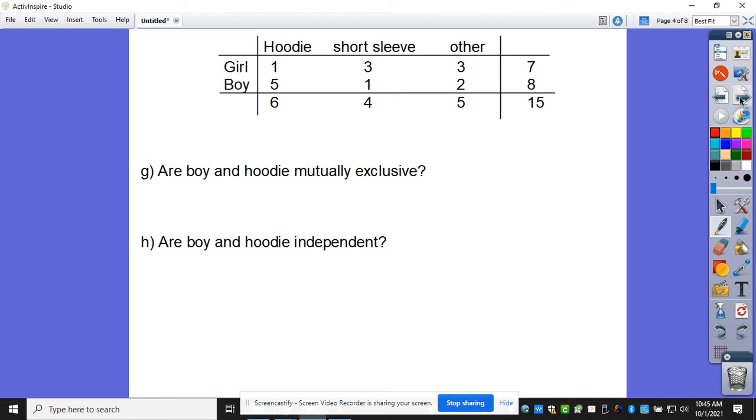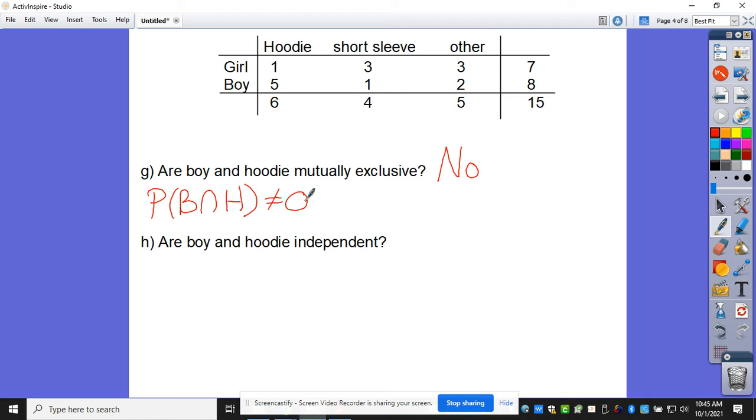Are boy and hoodie mutually exclusive? No. Why? Probability of boy and hoodie is not equal to 0. And if I asked you to say why, about 25% of you would have written this. But everybody else would have gotten it right, would have written something else, but they're actually saying the same thing.